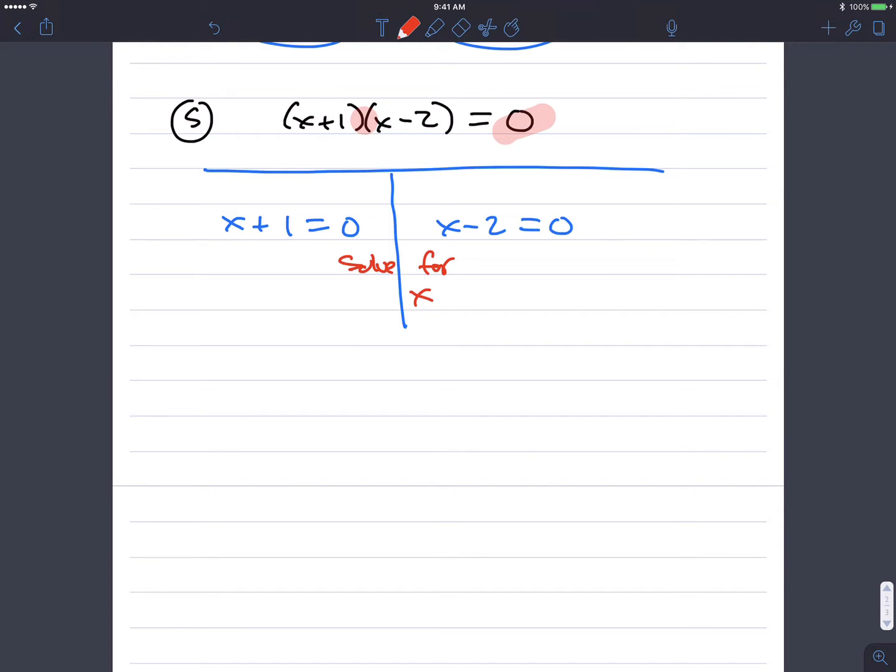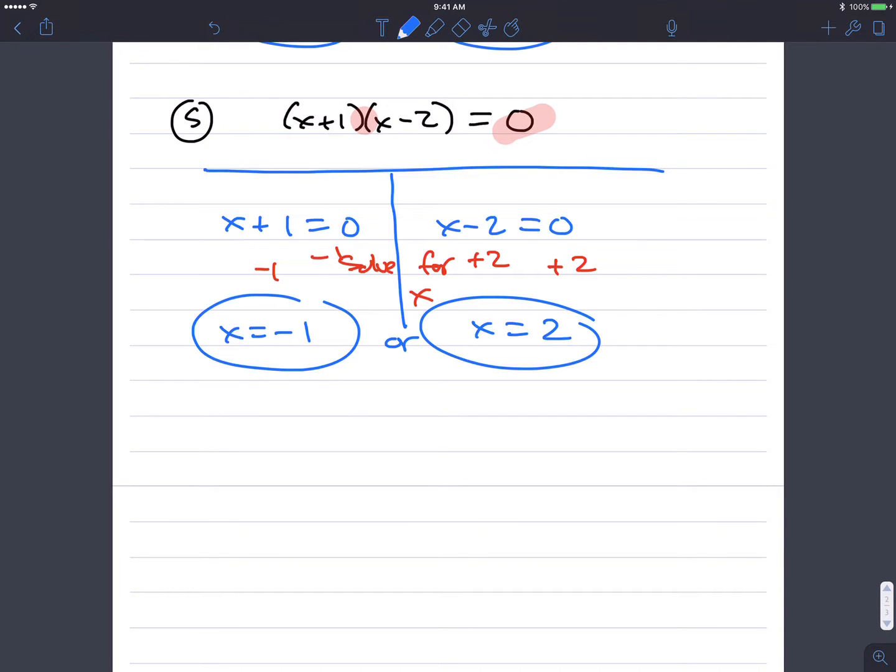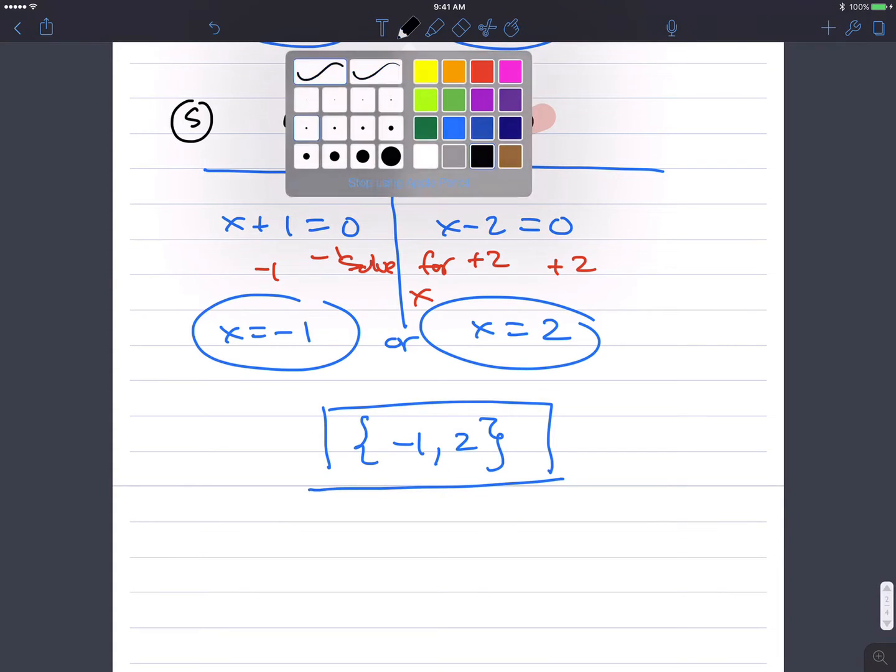Okay. Subtract 1 from both sides. Here, add 2, right? And what do you guys get when you solve this? This is x equals negative 1, or x equals positive 2. Negative 1 and what? Positive 2. You are done. Okay, anybody have any questions on this here? No, you sure? Bless you.